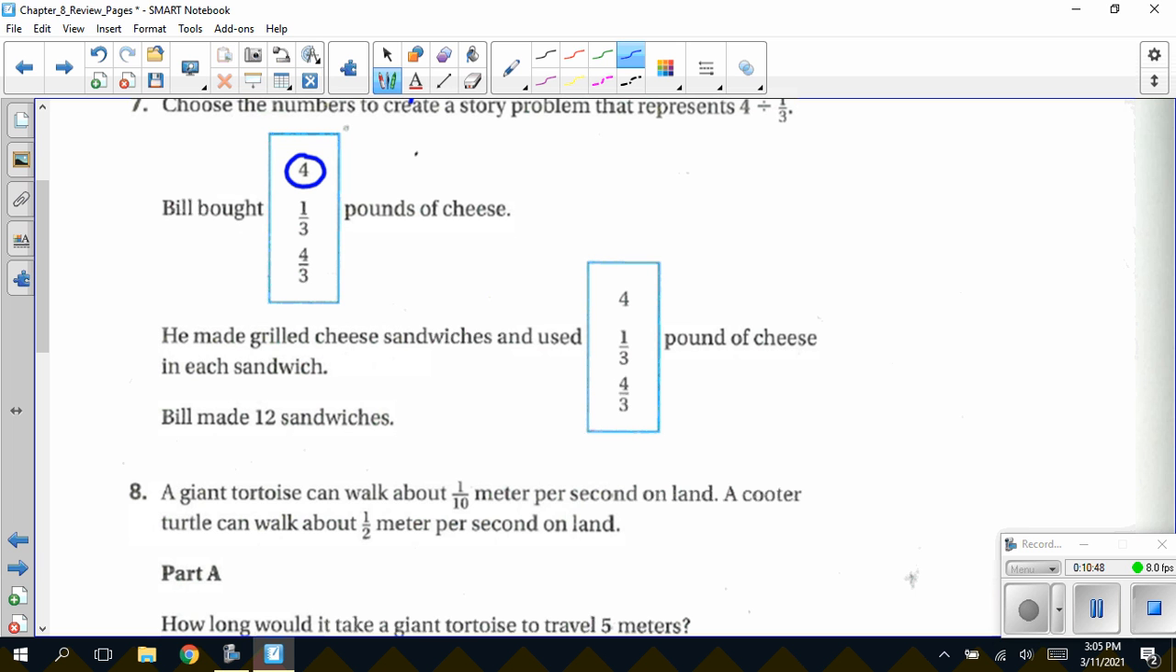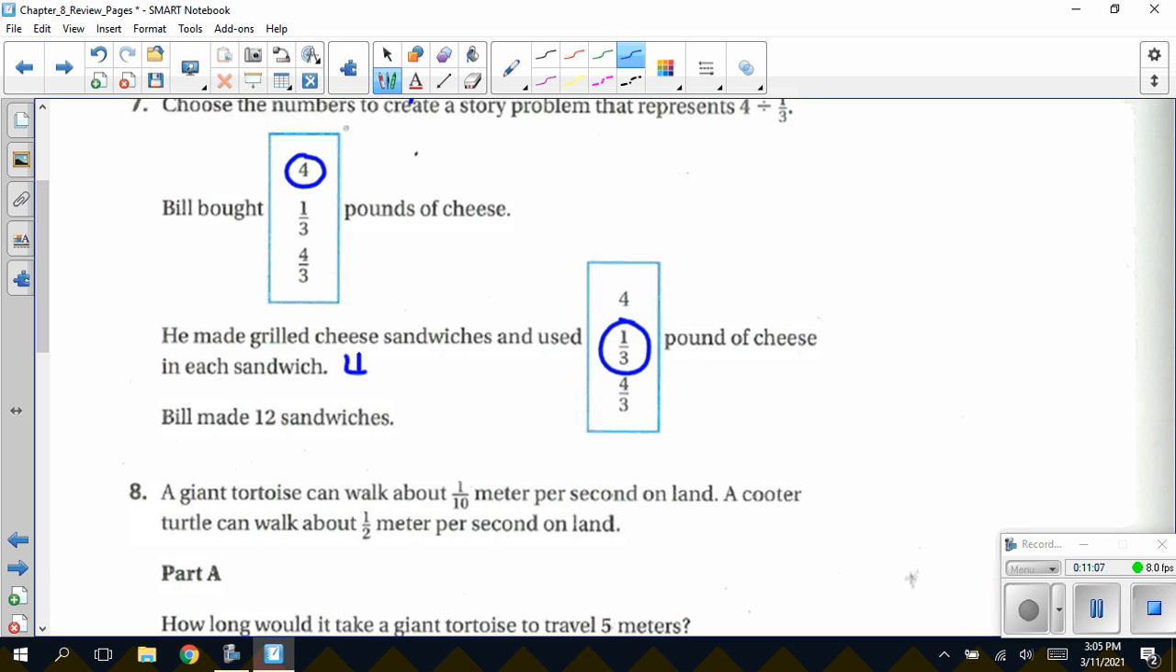It says he made grilled cheese sandwiches and used, and this is where my 1/3 comes into play, 1/3 pound of cheese in each sandwich. And then it says that Bill made 12 sandwiches. Well, you can always double check to make sure you have the correct numbers listed in order.